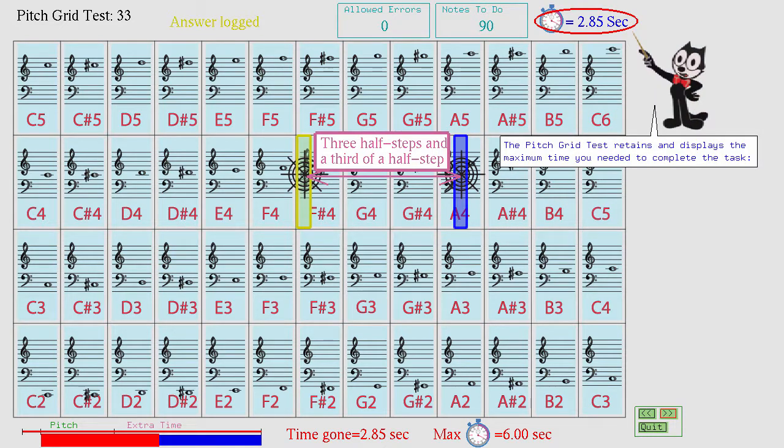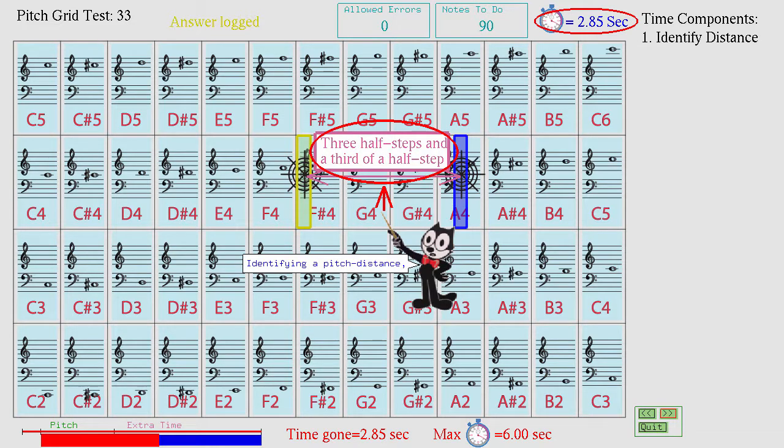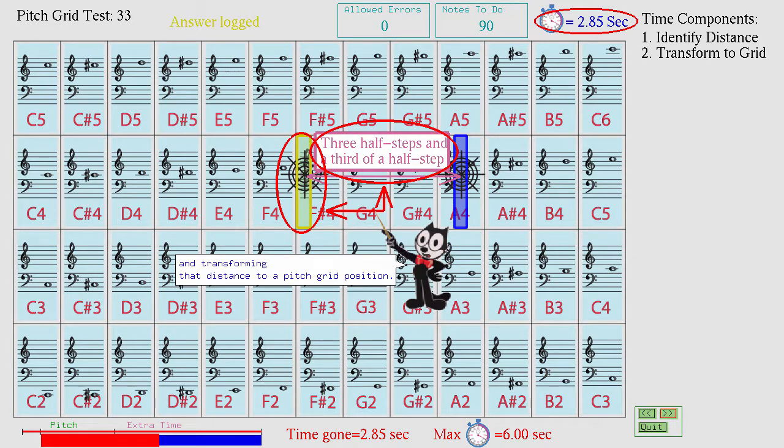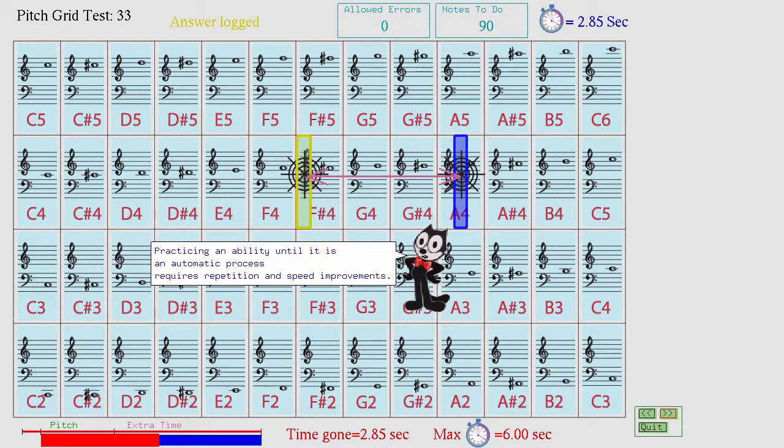The pitch grid test retains and displays the maximum time you needed to complete the task, identifying a pitch distance, and transforming that distance to a pitch grid position. Practicing an ability until it is an automatic process requires repetition and speed improvements. The speed improvements especially are crucial in this process. You must make an effort to get to the point where you take no time to think about the solution. If the answers come with no thinking, then the process is automated enough so that you have started thinking in the language of pitch distances.